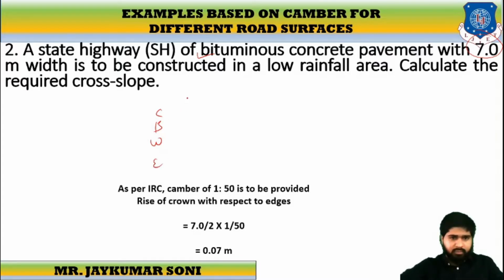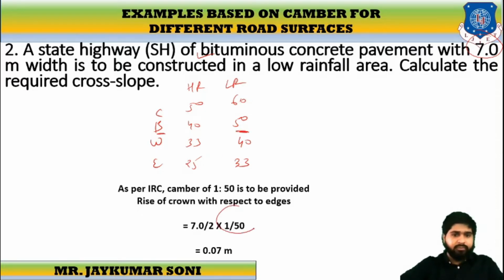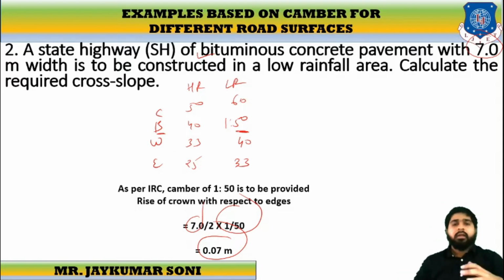CBWE. This is heavy rainfall, this is low rainfall. 50, 40, 33, 25, 60, 50, 40, and 33. It is a bituminous road and low rainfall, so it will be 1 is to 50. And the pavement width is 7, which is given over here. It will be divided by 2, so it will be 0.07 meters. So this is how we can calculate the value of camber. I hope you have understood the concept thoroughly. Let us discuss the other parts of this example.